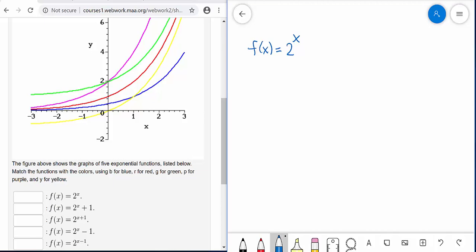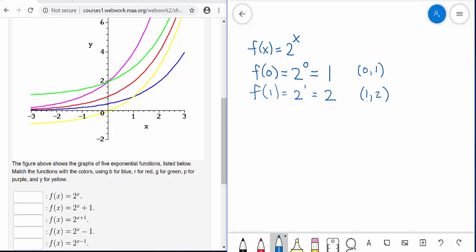So if you plug in 0 for x, you would get 2 to the power 0, and 2 to the power 0 equals 1. So this tells us to look for the point (0, 1) on the graph. And if you look at f of 1, that would be 2 to the power 1, which equals 2. So the point (1, 2) is on the graph of 2 to the x.